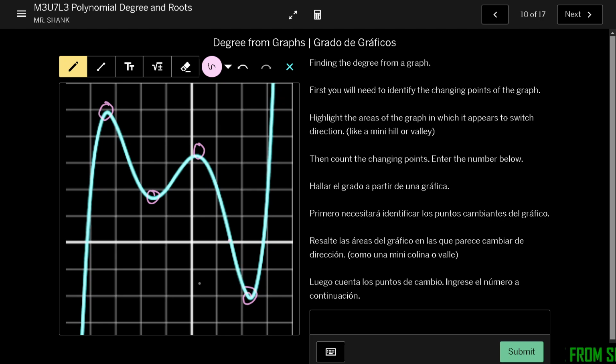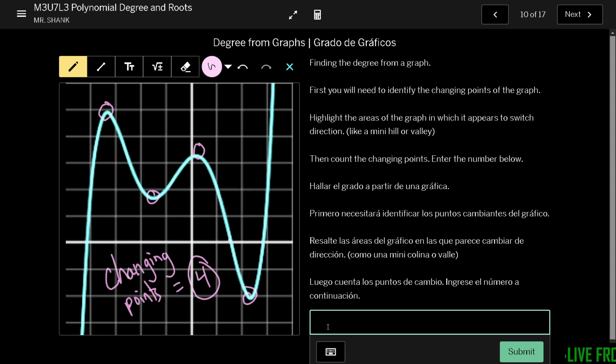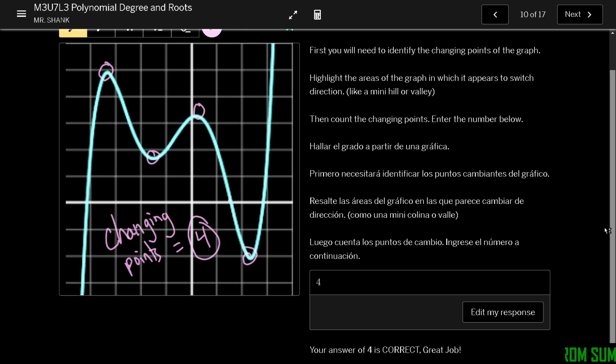Again, you'll get multiple practices with this, but I want to be able to identify where my function or my polynomial graph is changing. So at these points is where we have changing points. I'm going to call it CP here in a second, but changing points is going to be equal to 4 because it changes 4 times. Let's see if we're right, and we're good.